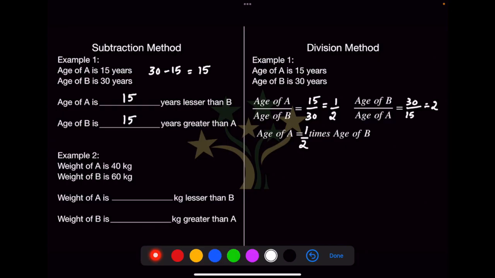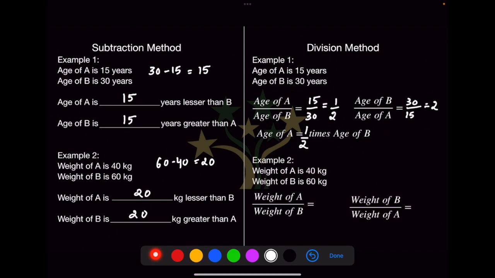So the second example is: given weight of A is 40 kilos and weight of B is 60 kilos. So in subtraction, you subtract one quantity from the other. So 60 minus 40 is equal to 20. So we say weight of A is 20 kilos lesser than B or weight of B is 20 kilos greater than A. Now let's work it out using the division method.